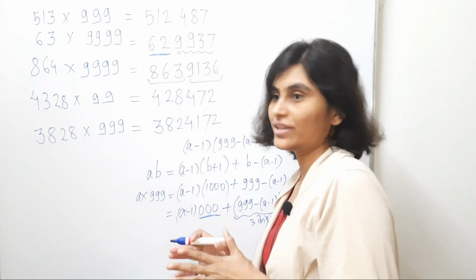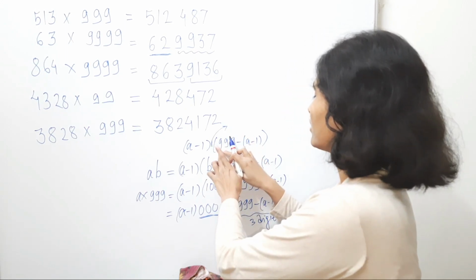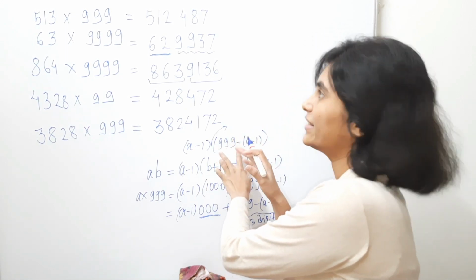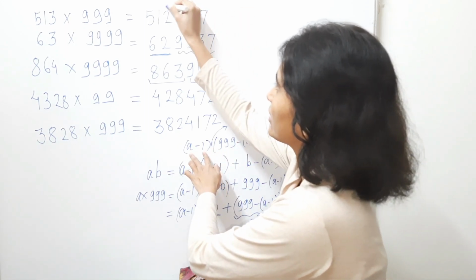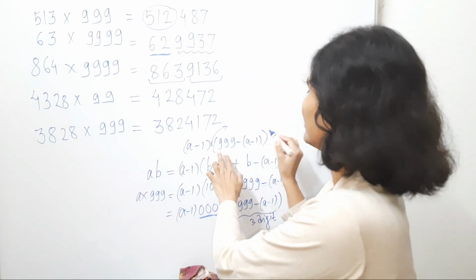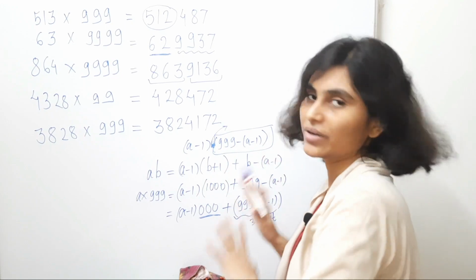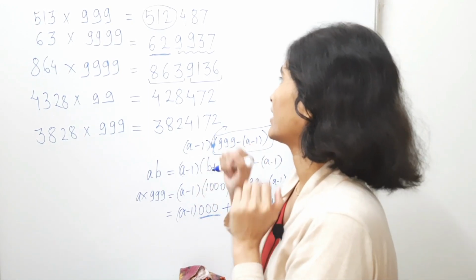Now an important note is that this is not a multiplication here. This is just the remaining part of the answer. That means this A minus 1 is nothing but 512 and the remaining part is 487. This is that part. So this is not a multiplication. So just remember this. Now let's look at the second example.